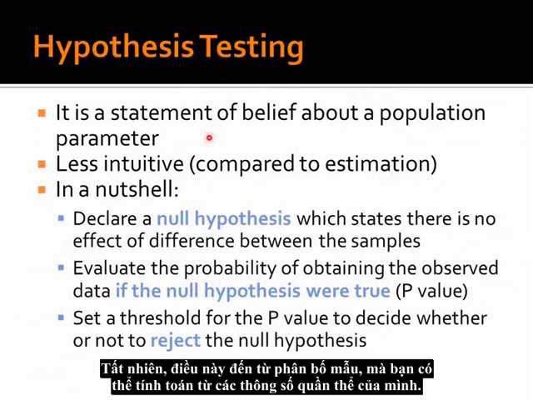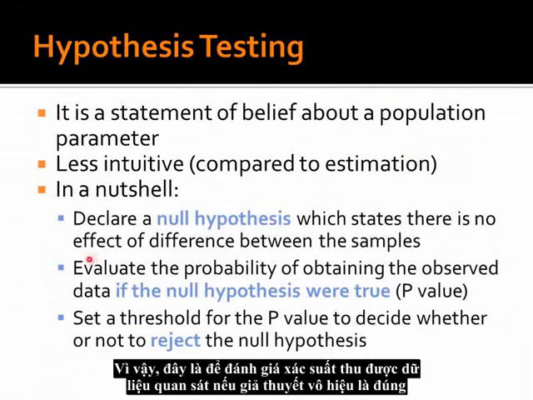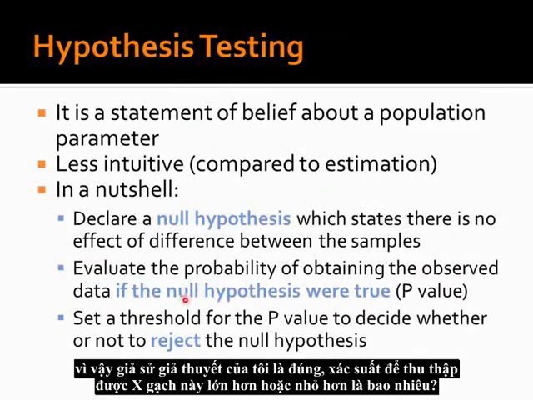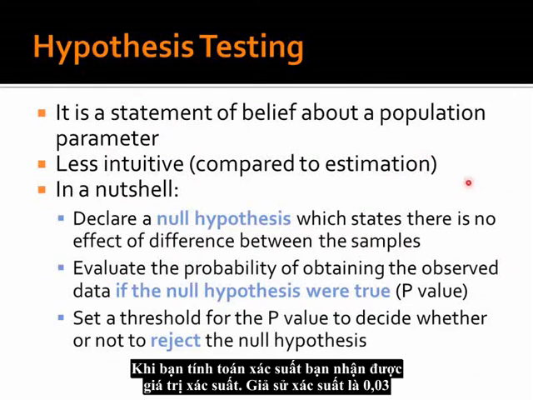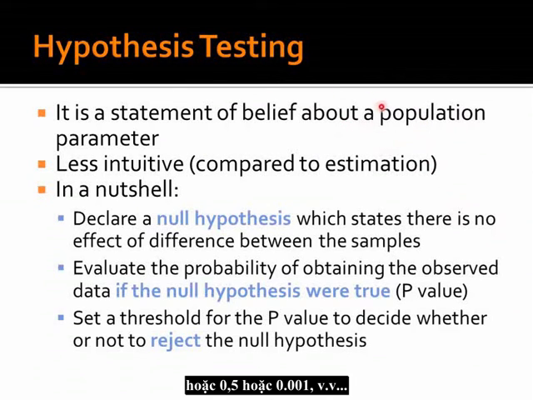This of course comes from the sampling distribution, which you can calculate from your population parameters. So this here is to evaluate the probability of obtaining the observed data if the null hypothesis were true. Okay, so assume the null hypothesis is true. What is the probability of me collecting this x bar and greater or less? Now, when you calculate the probability, you get a probability value. Let's say the probability was 0.03 or 0.5 or 0.001 and so on and so forth.